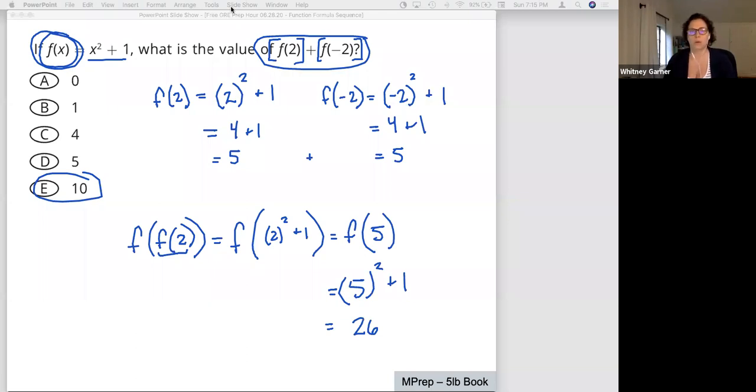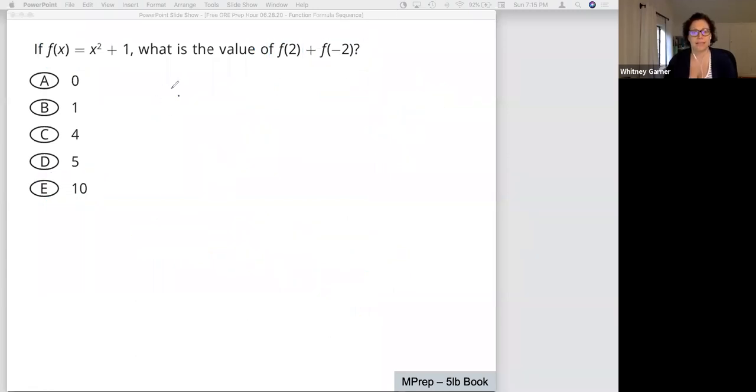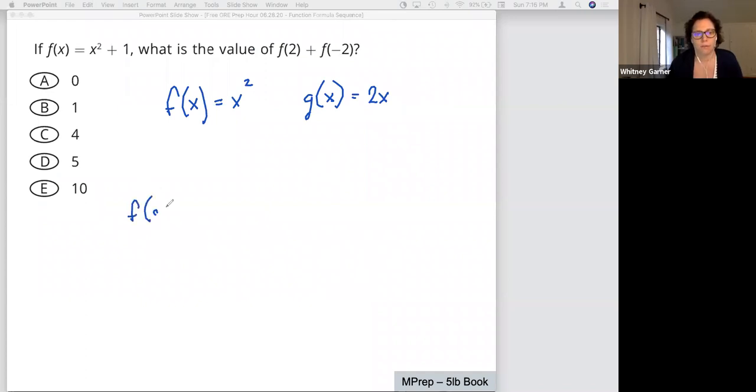If we had more than one function, we could layer them inside of one another. So an example there might be, let's say that f of x is x squared, and g of x is 2x. Then we could calculate f of g of x, or g of f of x. Take a moment to think about what those two would look like.